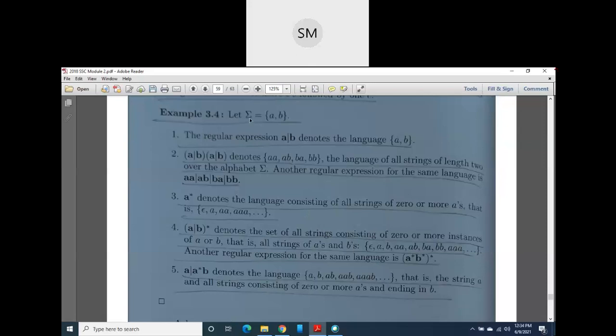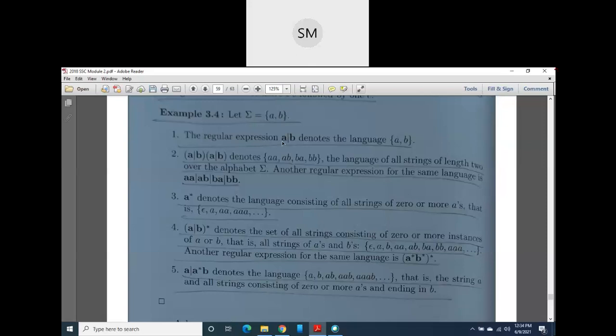So suppose there is a set of symbols. What are the symbols here, what are the strings, what are the alphabets? A comma B, only two alphabets are here. The set is a set of alphabets. Then for the regular expressions, you can observe that they are written in bold letters, and the symbols are written in italic. In sets we have written symbols in italic, but regular expressions are written in bold letters to make the difference.